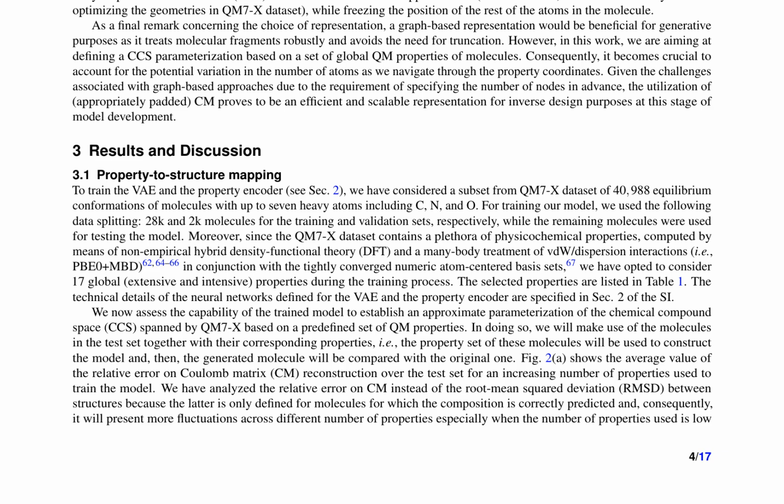Then, the set of atomic numbers obtained is used to get the distances between atoms and apply classical multidimensional scaling to the resulting Euclidean distance matrix to get the Cartesian coordinates of atoms up to a chirality transformation. The authors also discuss the choice of representation, noting that a graph-based representation would be beneficial for generative purposes, but for this work, they use the CM due to its efficiency and scalability for inverse design purposes.